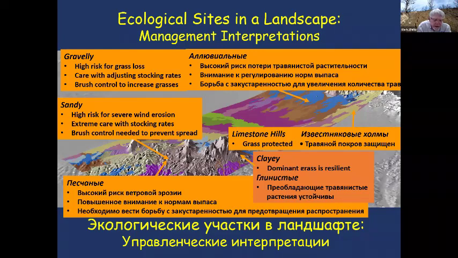We have other areas because of the parent material in the geologic formation that when they weather become very clayey, and those provide a dominant community of grasses in this area in the United States. Up in the limestone hills, you can also see that the grass is protected. They're very steep areas and it's difficult for livestock to get there. So they are kind of a reserve area.